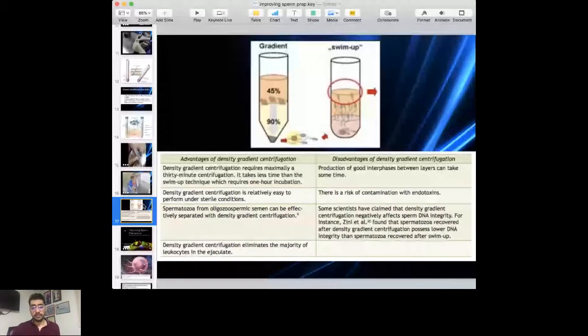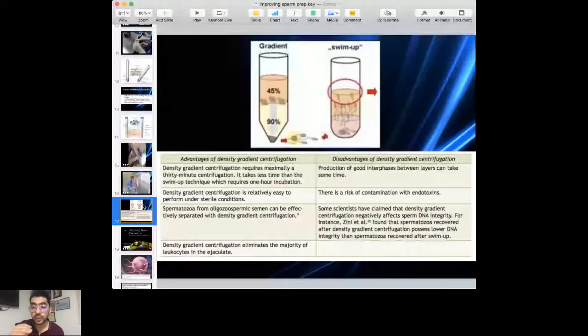Now, the disadvantages here are that for the best kind of separation, you need a good interface between the layers, and that can take some time and that can take some experience. There is a risk of contamination with endotoxins, because when you're pushing the sample down using G-force, all the endotoxins that are there in the sample will also come down, right? Because they again come to the pellet. So these are things that we need to worry about. And certain scientists, like I mentioned earlier, have claimed that density gradient can have a negative effect on the sperm DNA integrity. So there are still conflicting studies for it, but these are the disadvantages that have been mentioned.